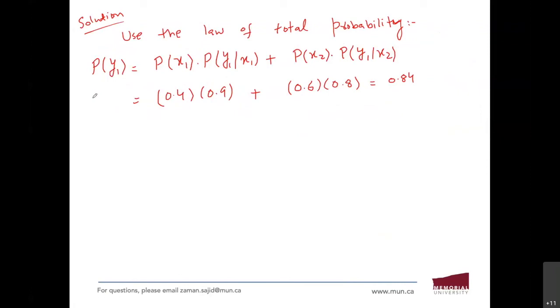Now this is the value of my probability of the y1 state. Again, if I want to find out y2 here, that should be equal to 1 minus this value, and this turns out to be 0.16.